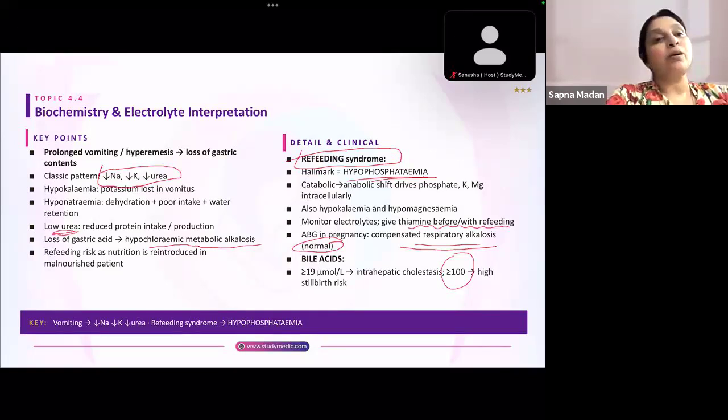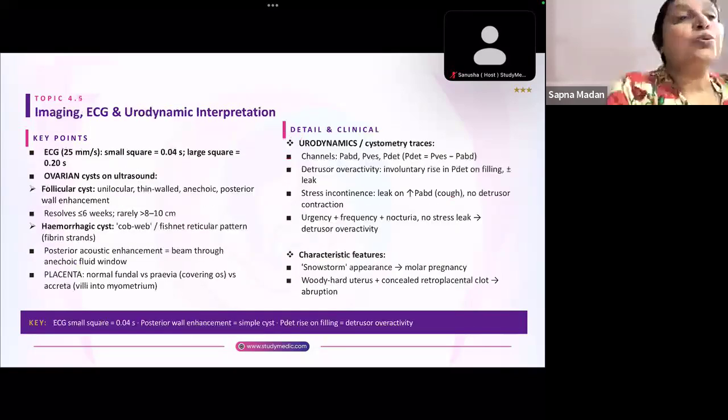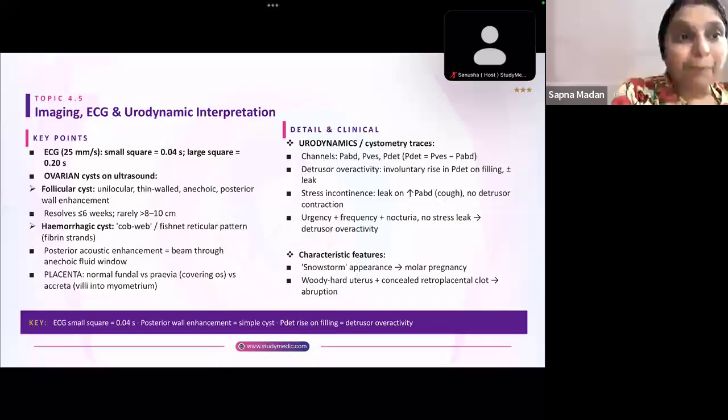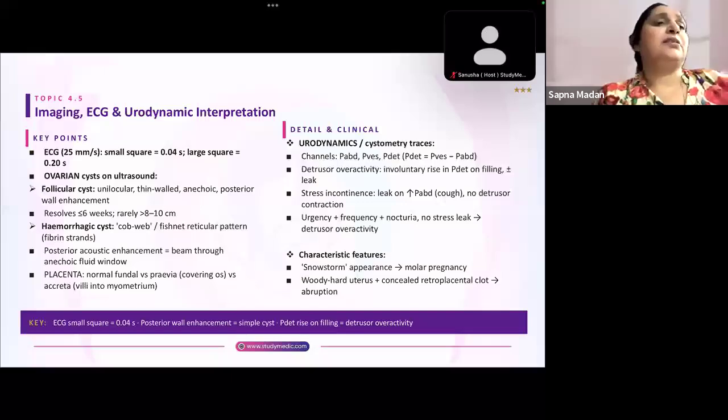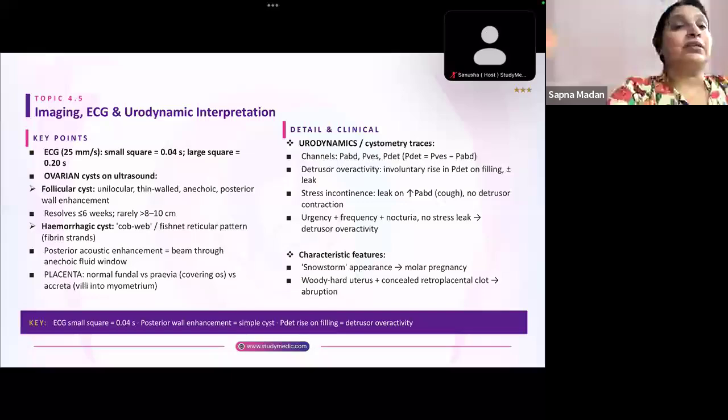And the hallmark of refeeding syndrome is hypophosphatemia. Okay, moving on to imaging, ECG, and urodynamic interpretation. These are certain important numbers that you are supposed to remember. And of course, these are important in our clinical practice as well. So the speed of CTG paper is 1 centimeter per minute. Speed of ECG paper is 25 millimeters per second, and each small square is 0.04 seconds, and each large square is 0.20 seconds.